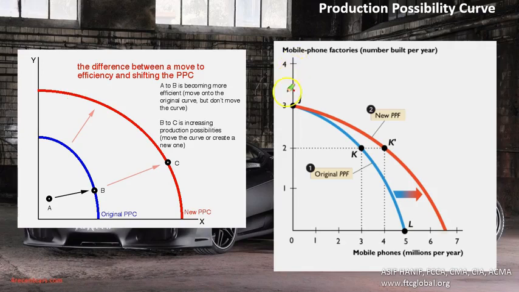Like in this example, we have 3 mobile phone factories producing mobile phones. So the original production possibility curve was like this one, J, K, and L. We can just produce any combination of these. But with the passage of time, if new technology becomes available, that increases your productivity. Now the same number of firms can produce more mobiles. This indicates the pivotal shift. We can now produce more mobiles than the previous level of production, right?